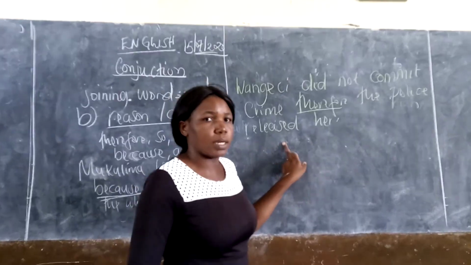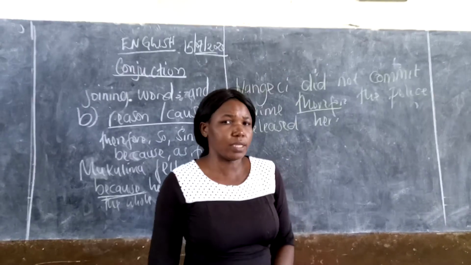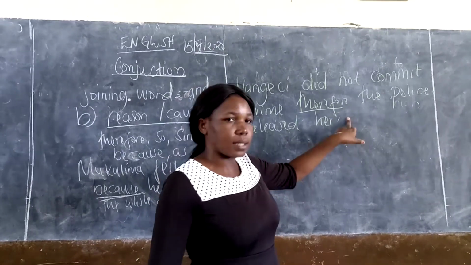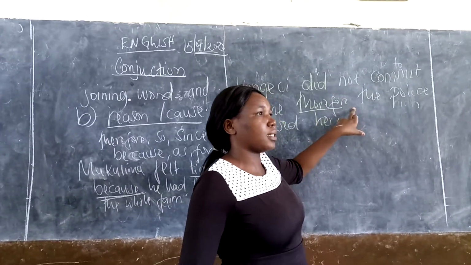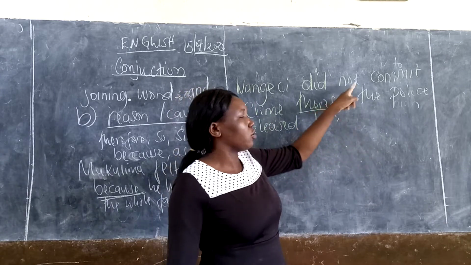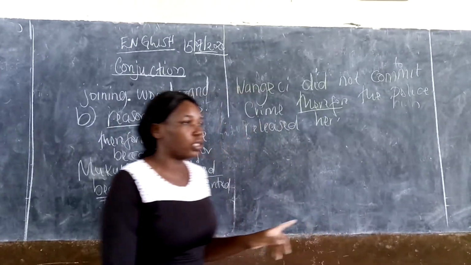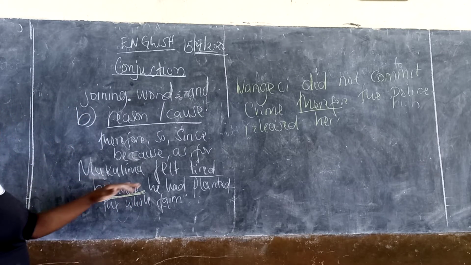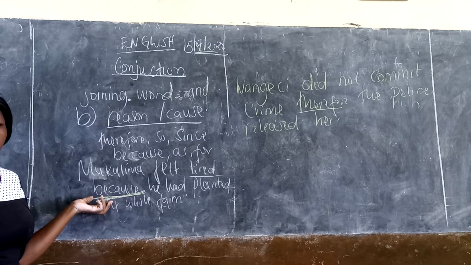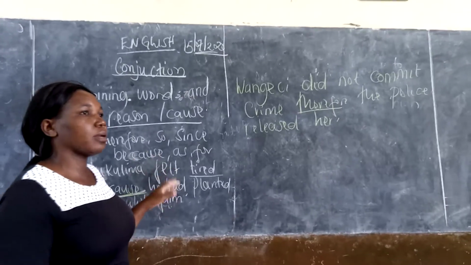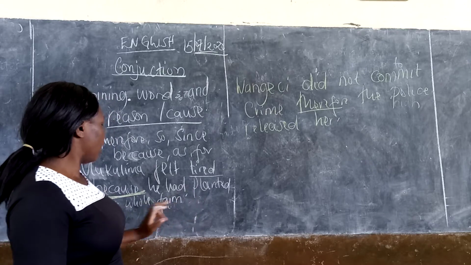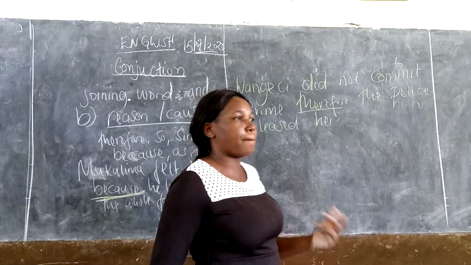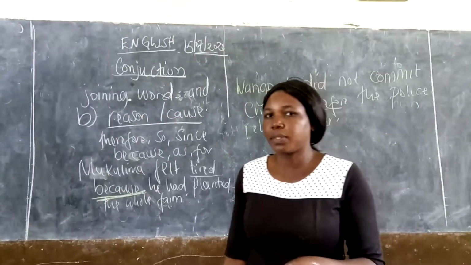Why did the police release her? We are giving reasons why something happened. The police released her because she did not commit the crime. Here we are talking about because Mkulima felt tired. Why did Mkulima feel so tired? Because he had planted the whole farm. We are giving reasons why something happened.